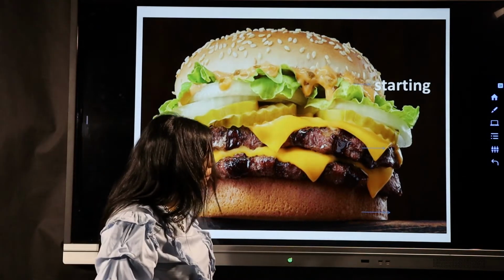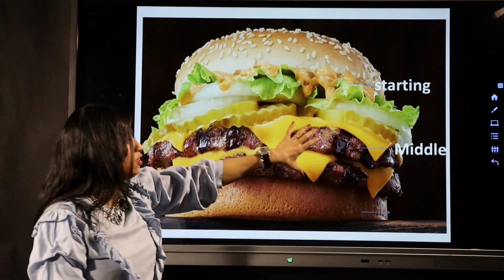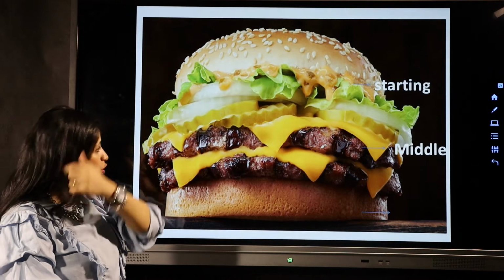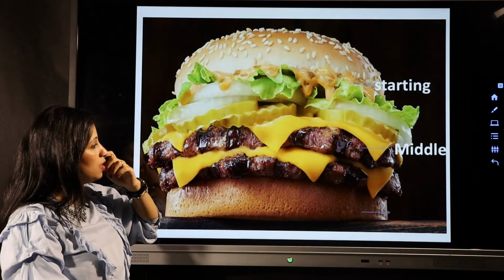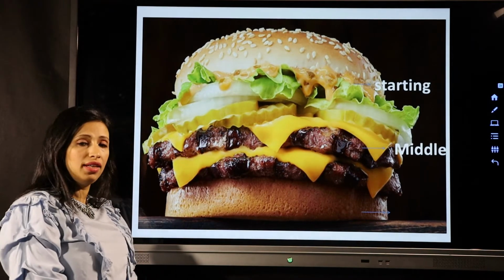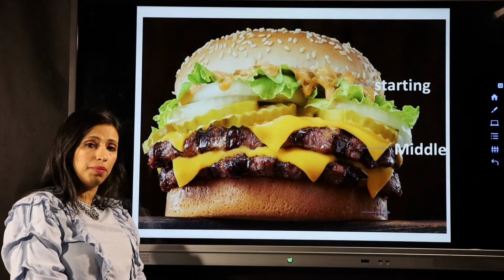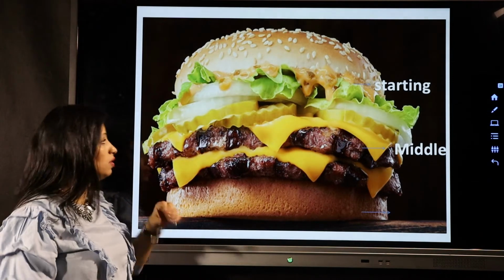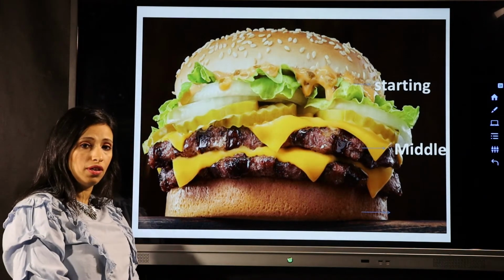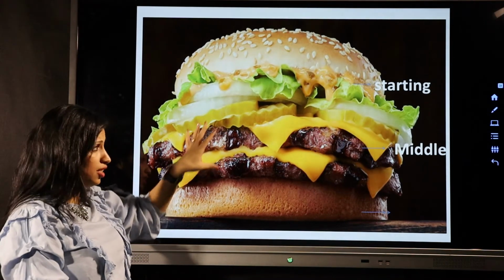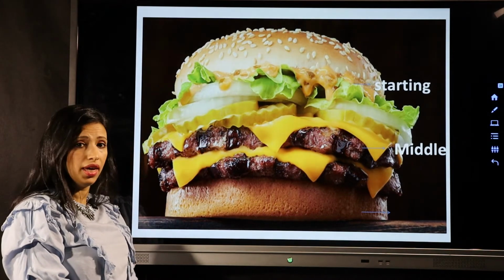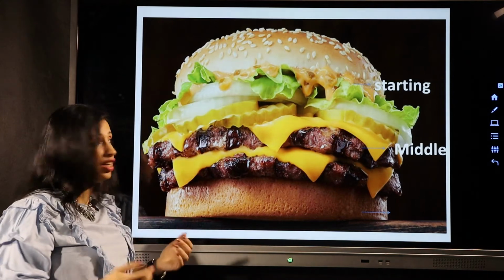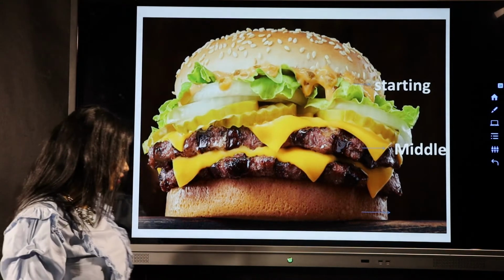Okay? The middle. Can you see the middle of the sandwich? It has a lot of things inside. Burger, cheese, onions. It's the same way when we are writing a topic. You have to write all the details, all the information in the middle of your writing. Everything you want to say, all your ideas and all the information, you will put here in the middle.